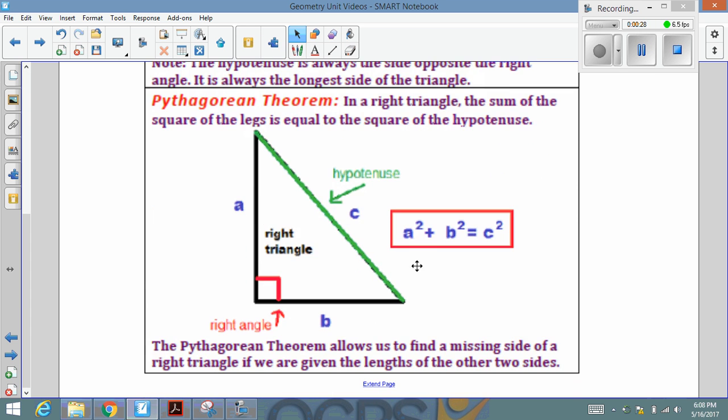In a right triangle, you can relate the three sides with the Pythagorean theorem. A squared plus b squared equals c squared. So the sum of the squares of the two legs is equal to the square of the hypotenuse. So the most important thing that we do is first determine which one is the hypotenuse. The legs, a and b, are interchangeable.